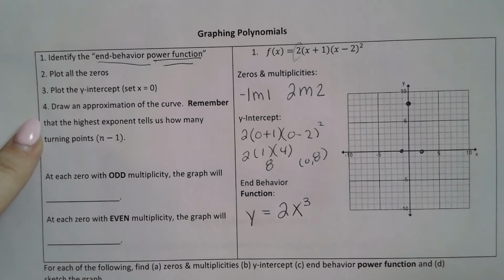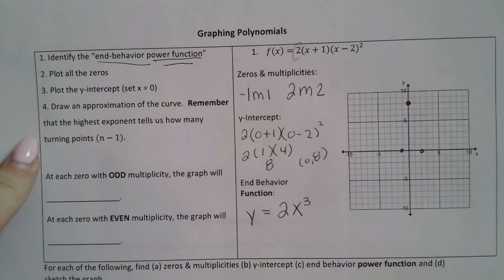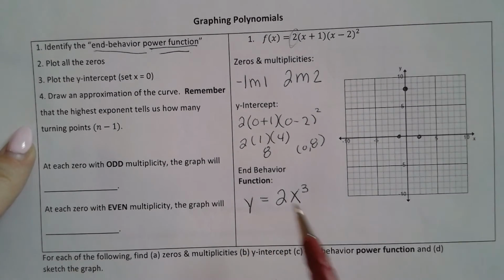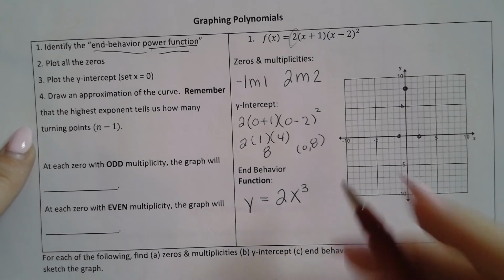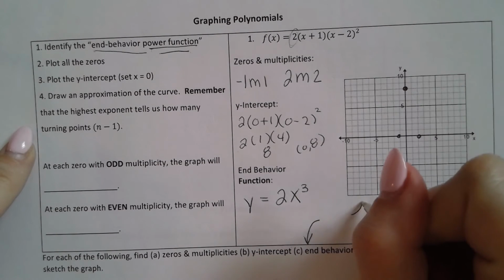Okay, we're going to draw an approximation of the curve. Remember, the highest exponent tells us how many turning points there are. So let's look at our power function. Our power function is 2x to the third. Because this is positive and this is odd, it's going to start down and it's going to end up.